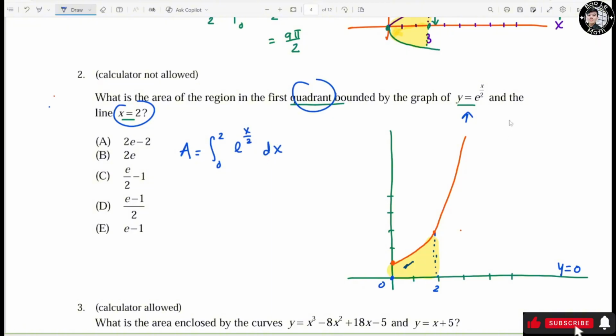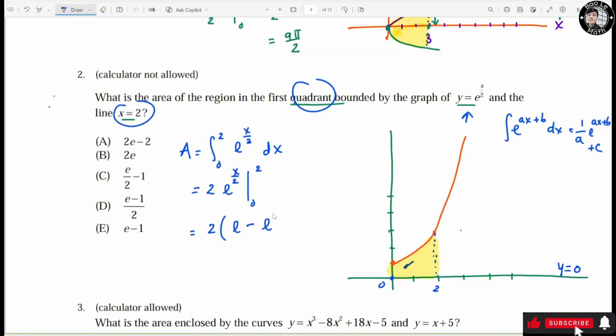Now remember, you have the formula: the antiderivative of e to the ax plus b dx is going to be 1 over a times e to the ax plus b plus c. So keep that in mind. A in this situation is going to be 1/2, right? So 1 over 1/2 is going to be 2, right? 2 e to the x over 2 evaluated from 0 to 2, right? So it's going to be 2 times e to the 2 divided by 2 is going to be 1, right?